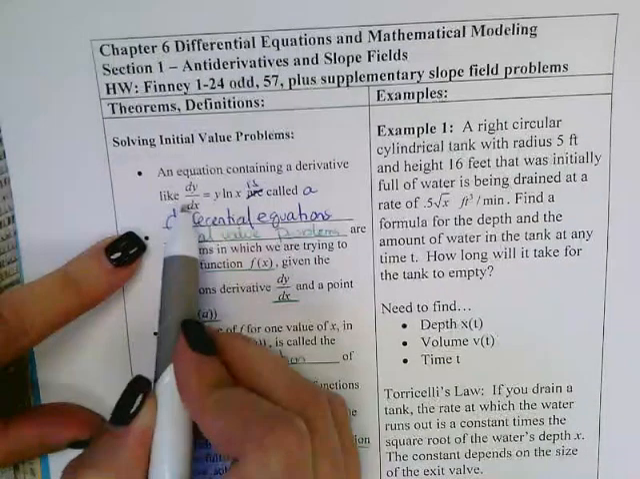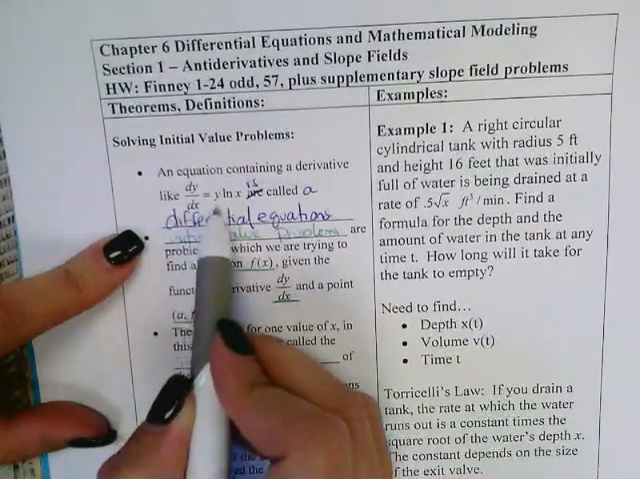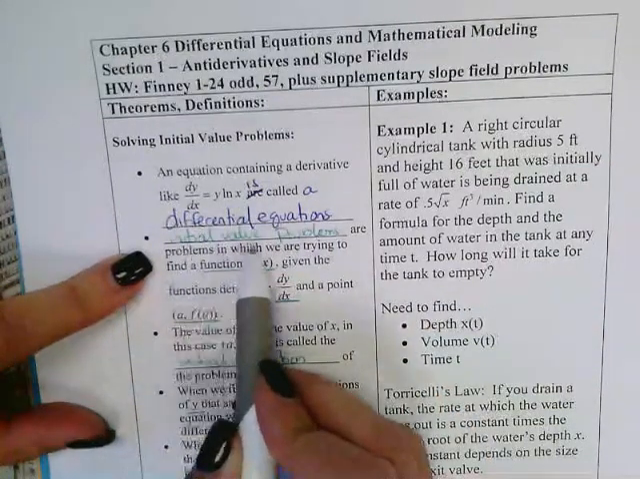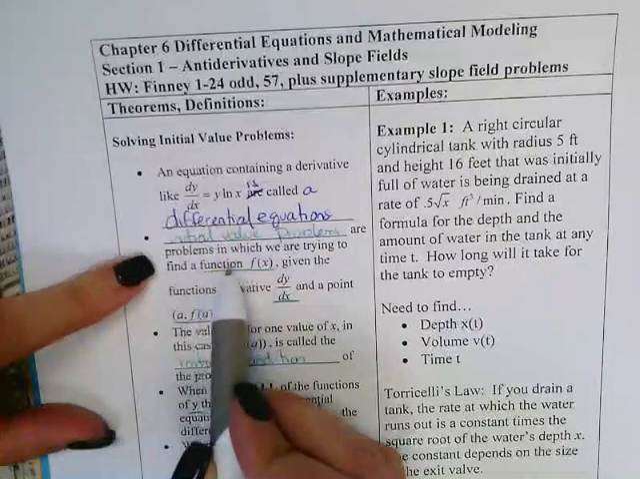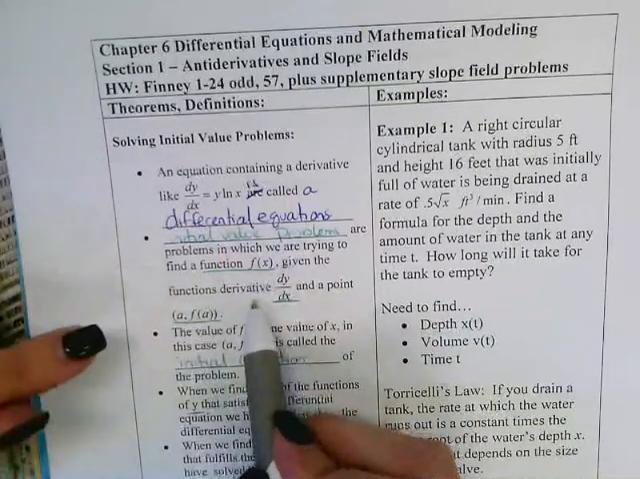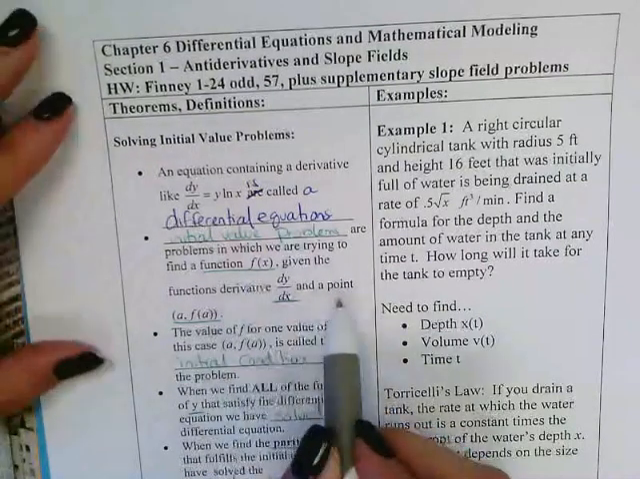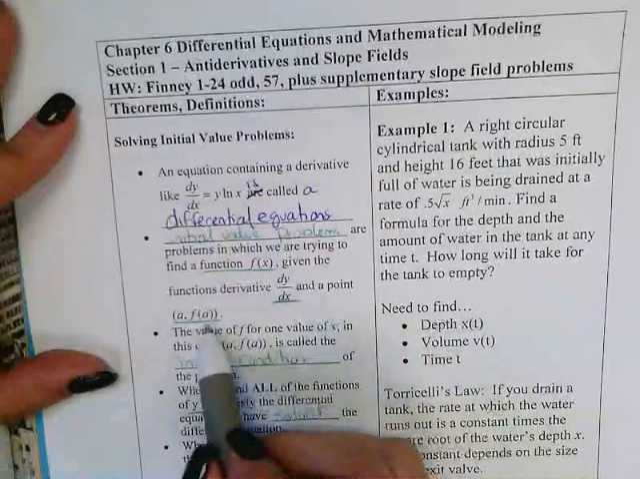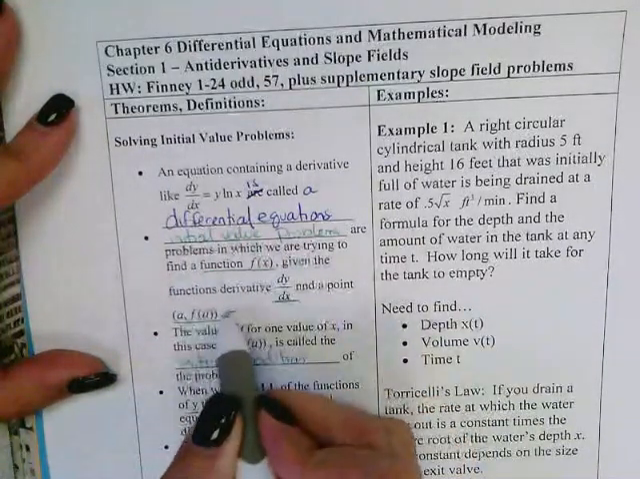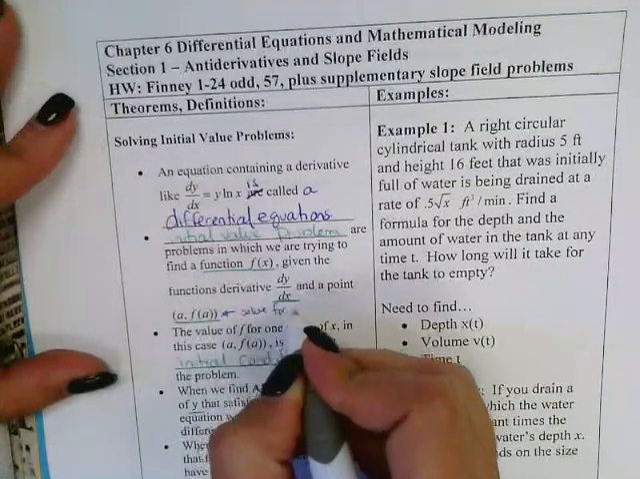An equation containing a derivative like this, dy/dx equals y ln x, is called a differential equation. Initial value problems are problems in which we are trying to find the function. We're given the derivative and we want to find the antiderivative, aka the integral, and a point, f of a. That's an initial value problem. You're given the initial value so that you can solve for c.